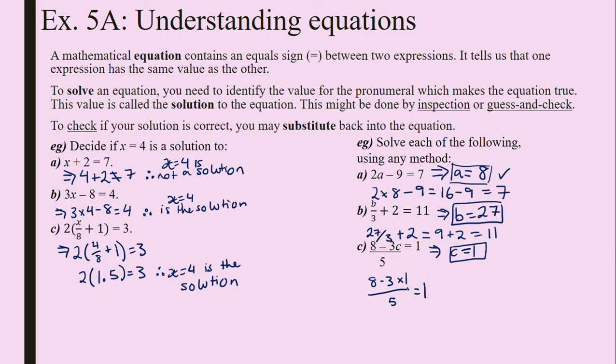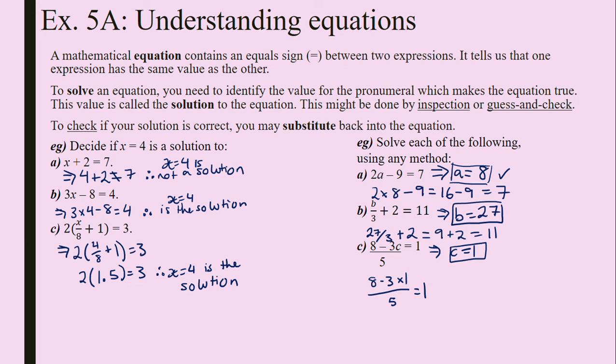So 3 times 1 is 3. 8 minus 3 is 5. 5 divided by 5 is 1. Again, a guessing and checking model there would work for you as well, trying different values for your pronumeral until you get the right answer.